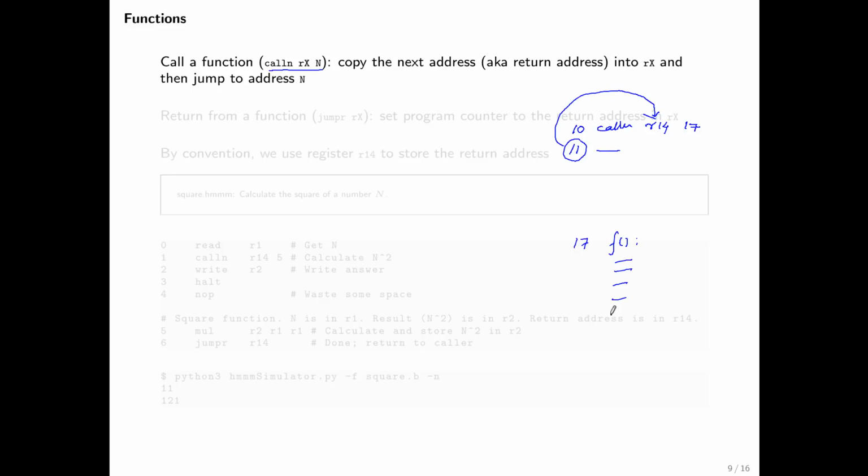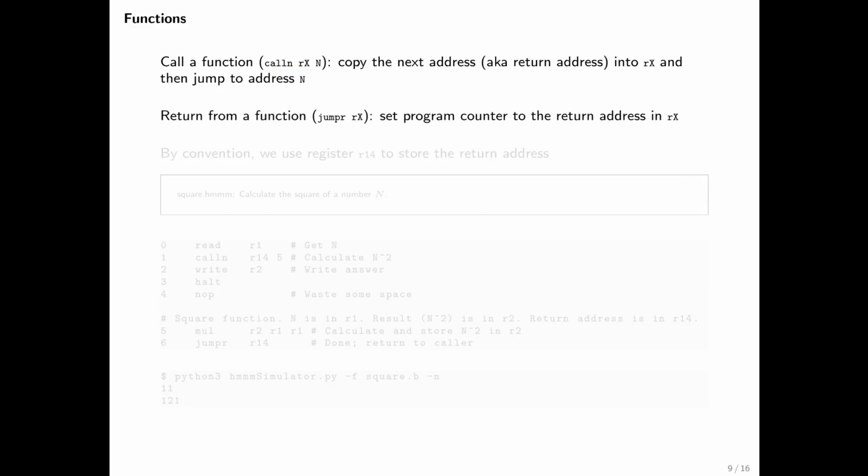the function will have an instruction called jump R14, and that's an unconditional jump to the return address which is stored in R14, and that has the effect of jumping back to this instruction because 11 is what was stored in R14. Okay, so call-n calls a function, and then jump R transfers control back to the caller by making a jump to the return address. So that's basically how call works.